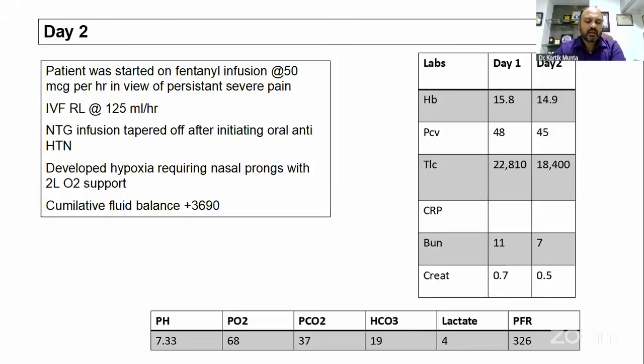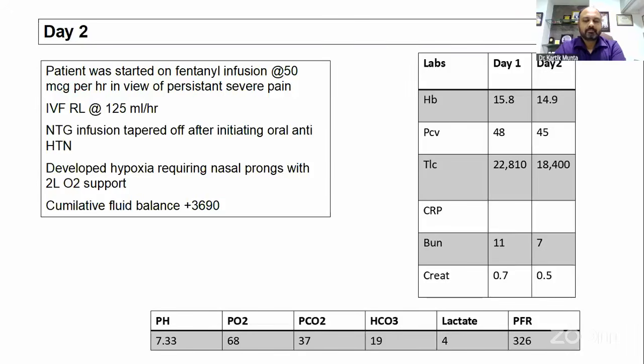Was he on any drugs? No, no, ma'am. No, sir. No. Okay, no drugs that can cause hyperlactatemia, no type B lactic acidosis. I mean, any past medication history? There's no medication history. No medications in the past. Okay.